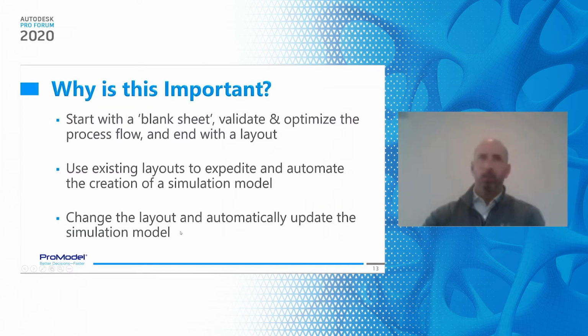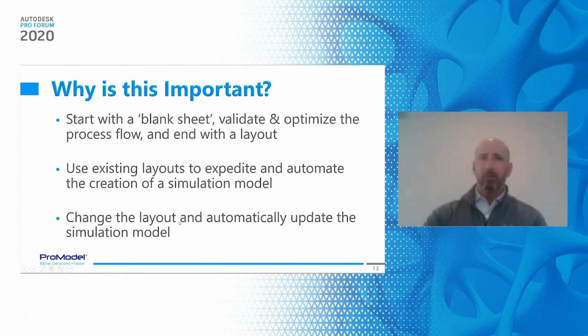So why is this important? As I mentioned, we can start with a blank sheet, validate and optimize the process flow, and end with a 2D, and with factory design utility, sync up to a 3D layout. We can use existing layouts to expedite and automate the creation of a simulation model. If you have an existing factory, most likely you have an existing layout. We can leverage that layout to help create a simulation model faster.